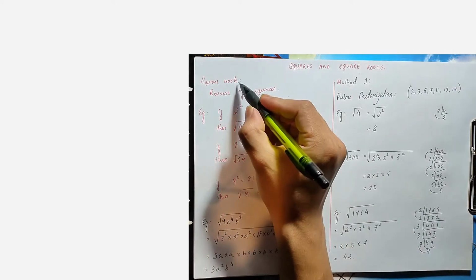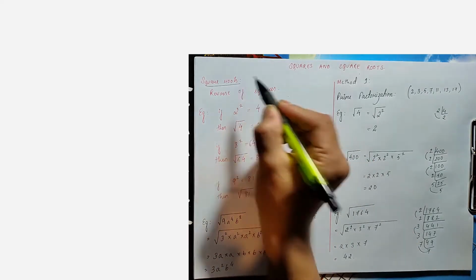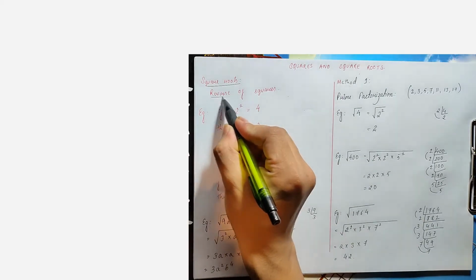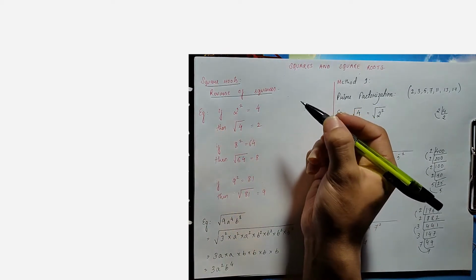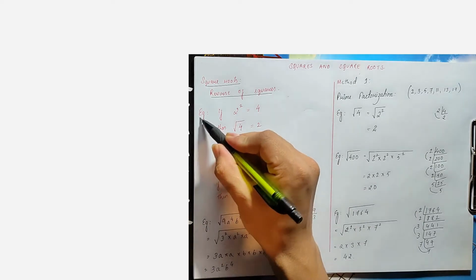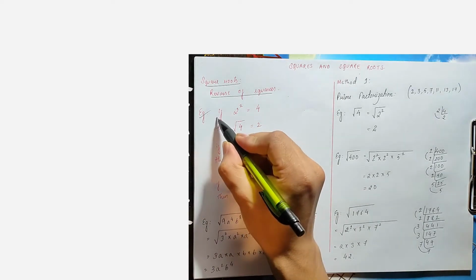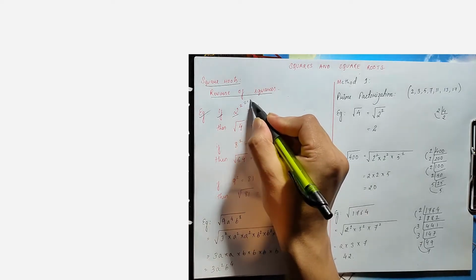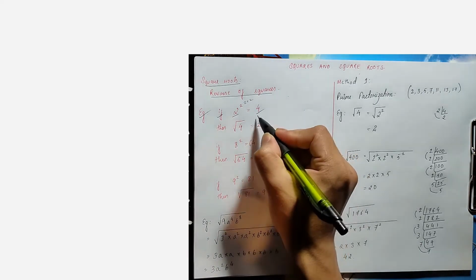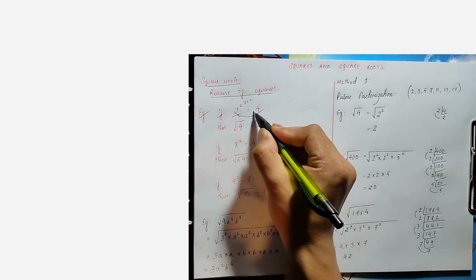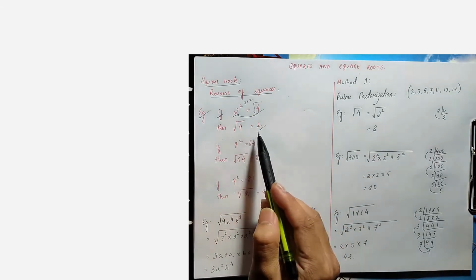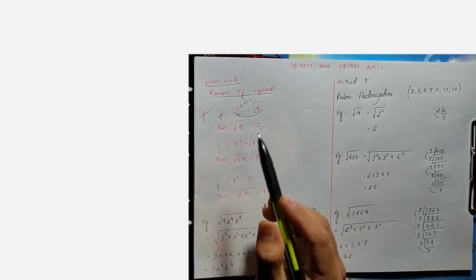The topic that we're going to cover here is square roots. Square roots is nothing but the reverse of squares. What do I mean by that? Let's understand this with the help of an example. Let's say you have 2 square. Now we know 2 square means 2 into 2, which is 4. Then reverse means square root of 4 will be equal to 2.